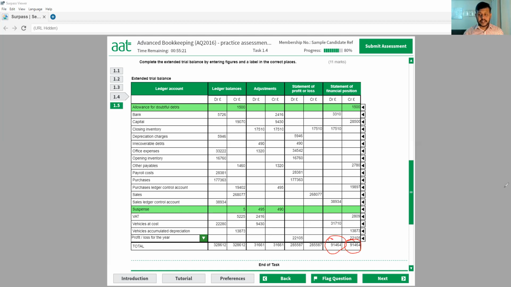All right, I think this is the end of the question for the practice assessment 2 for this advanced bookkeeping paper.